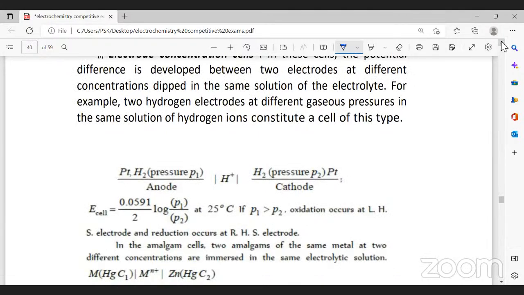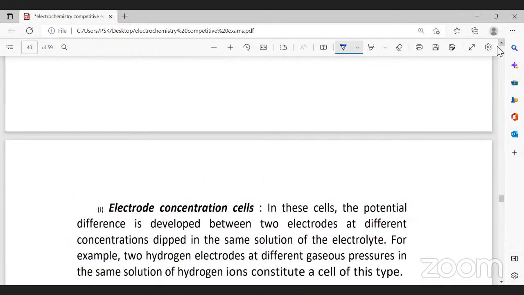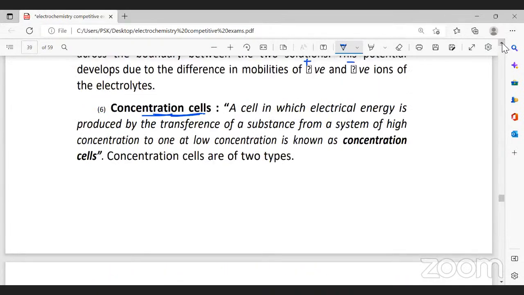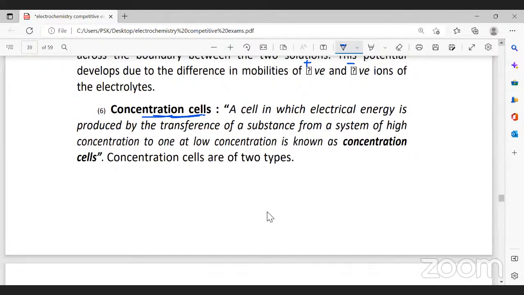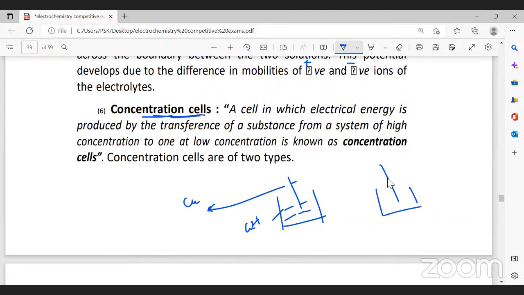We will try to learn the concentration cell in depth. This is for competitive exams. Now we will learn the concentration cell. What is a concentration cell? Here we have copper and copper ions. What is this called? A half cell, a copper electrode half cell. Here also I have copper and copper 2+. This is also a copper electrode. Here the concentration, assume, is 0.1 molar. Here the concentration, assume, is 0.2 molar.